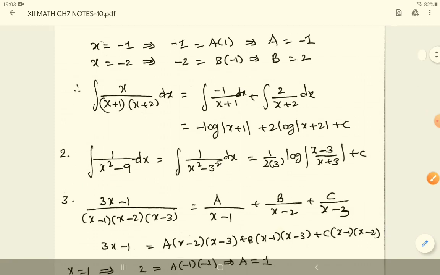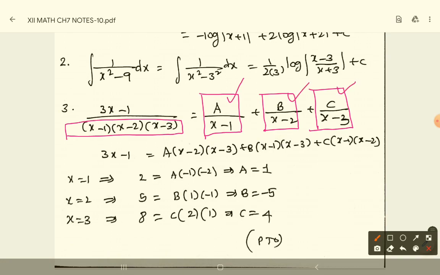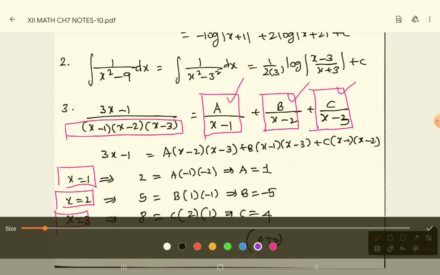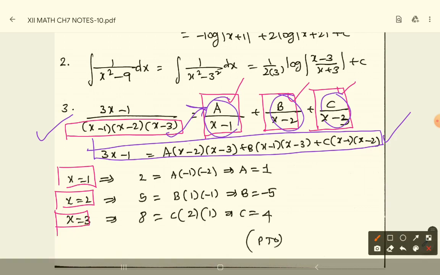Now the third one: the denominator has three distinct linear factors. It is also type 1. This time I take the partial fractions decomposition as a by (x minus 1) plus b by (x minus 2) plus c by (x minus 3). Then, to find the a, b, c values, I substitute x is equal to 1, x is equal to 2, x is equal to 3 in this expression. How did I get this expression? By taking the denominator of the left hand side to the right side and multiplying to each and every fraction, we get this expression. In this expression we will substitute the values of x as 1, 2, 3. How do we get x as 1, 2, 3 only?